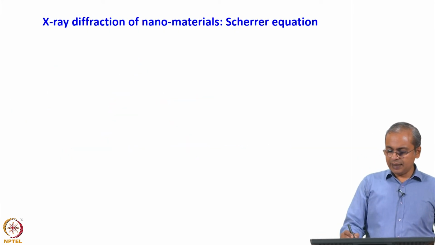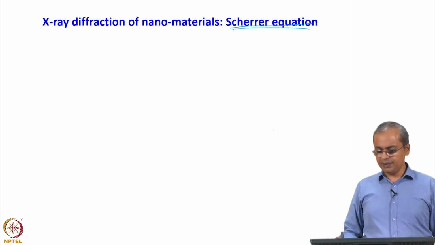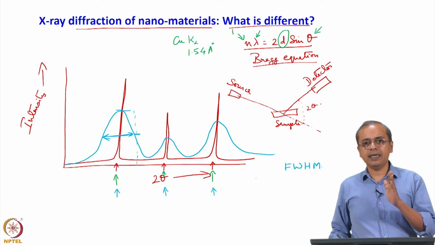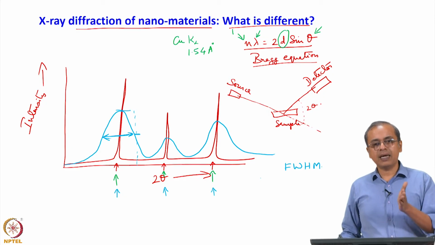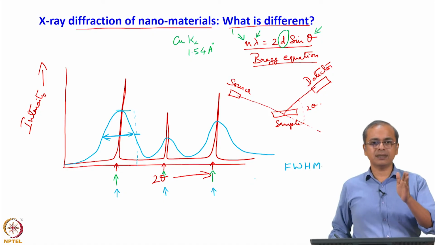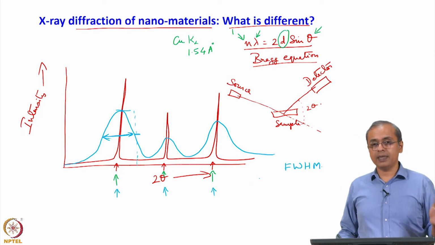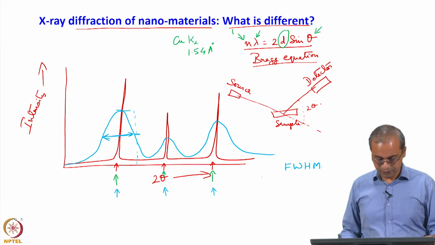So, this leads us to something called the Scherrer equation, but to understand that Scherrer equation, let us go back to this plot here to understand why it is that when the crystal size is large you get a sharp peak, and when the crystal size is small you get a broad peak. We need to understand that so that we can utilize this equation in a very effective manner.